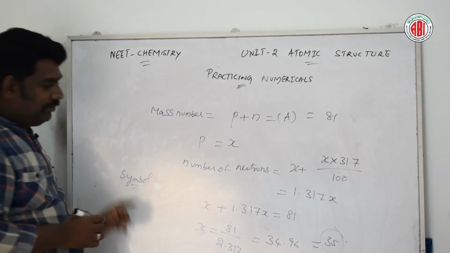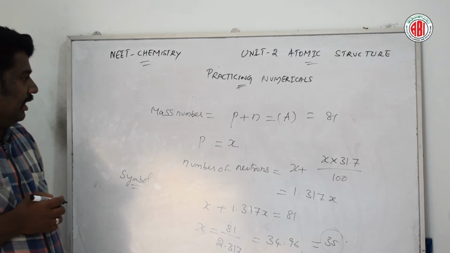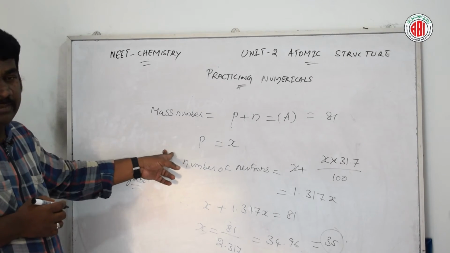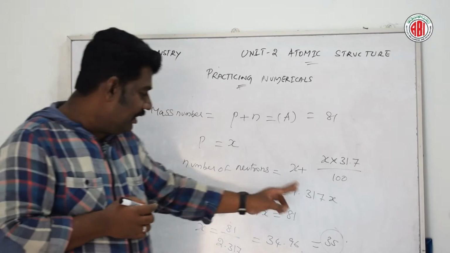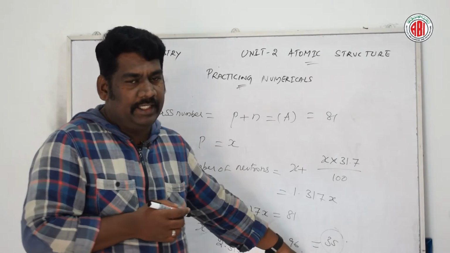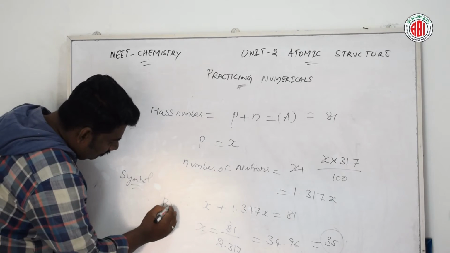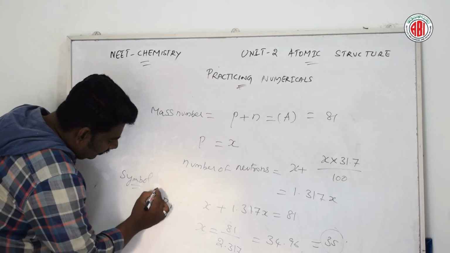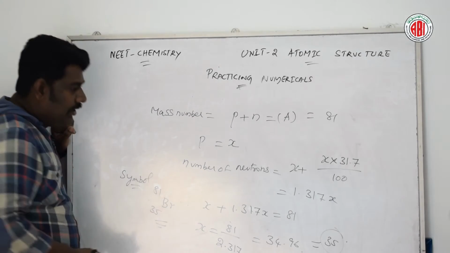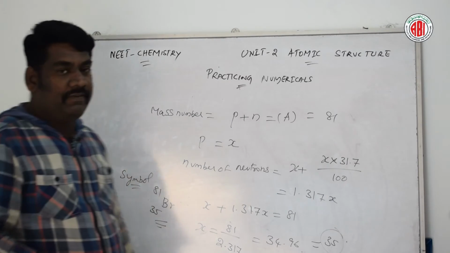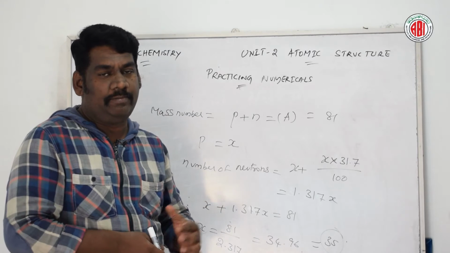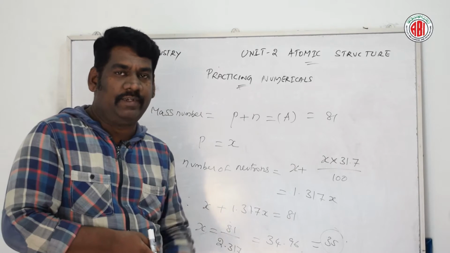Then let us write the symbol for this element. Mass number is given, and we have found the atomic number, so that means Br, 35, 81. This is the symbol for the given element. By this way we can solve this problem. Let us go to the next question.